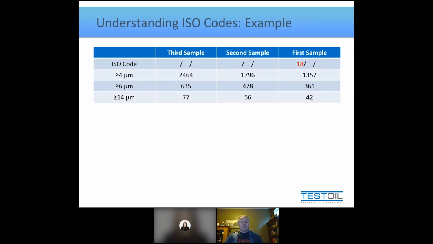Next number there is 361. That's between 320 and 640. That is an ISO code of 16. So filling in our little chart here, that becomes 16. And the last number, 42, is between 40 and 80, which represents an ISO code of 13. So we fill that in as 13. So the first sample would work out to be an 18, 16, 13 to represent the particle count that you see below it.